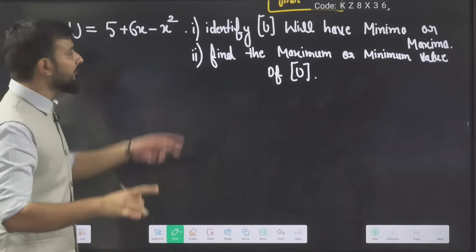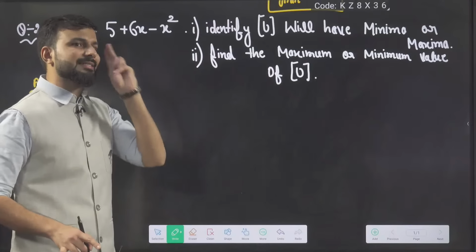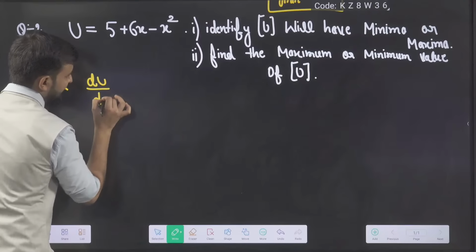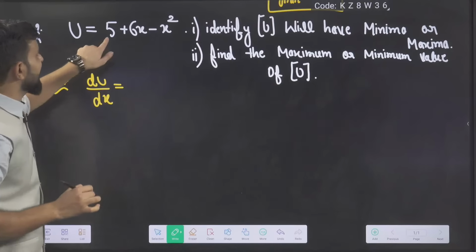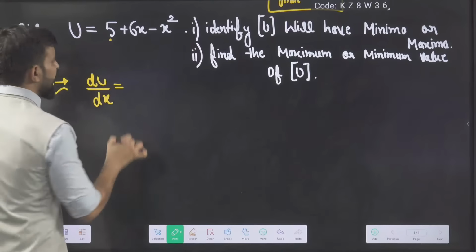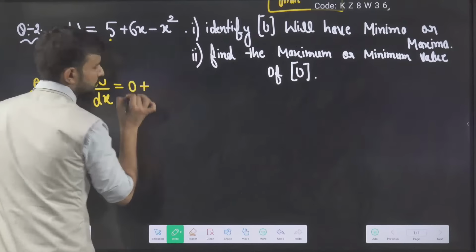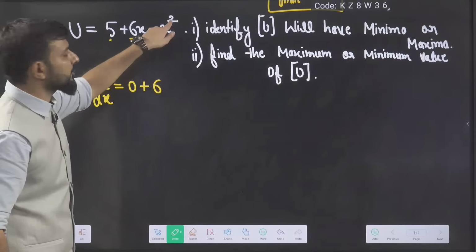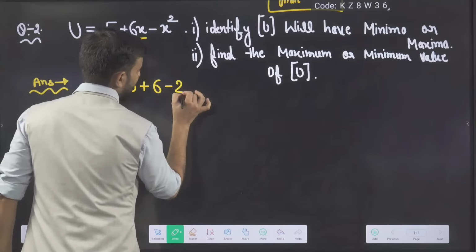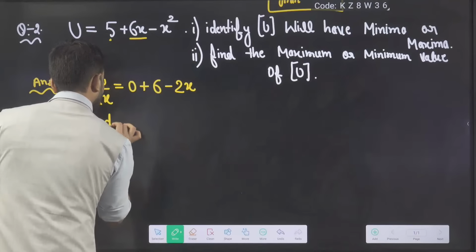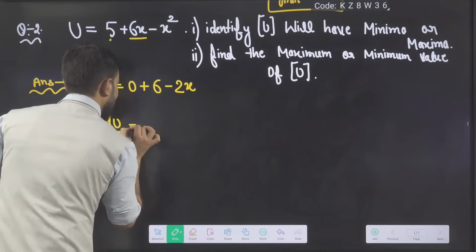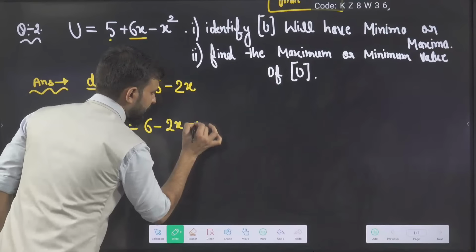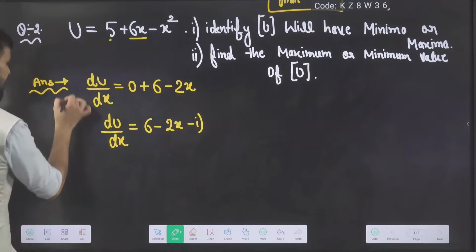Now I will not make it two separate questions. I will solve it in a single step. I will start differentiating du by dx. First step. When I differentiate, what is the differentiation of 5? It will be 0, plus. What is the differentiation of 6x? It will be 6. What is the differentiation of x square? It will be minus 2x. Yes or no? So what is the value of du upon dx? I will get 6 minus 2x. This is equation number 1. Step 1 completed. What is step 2?